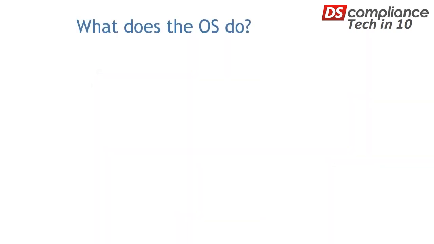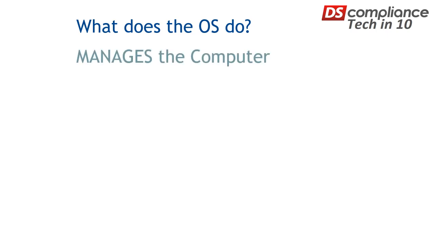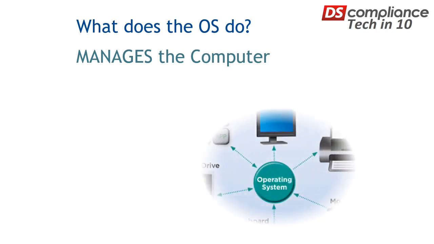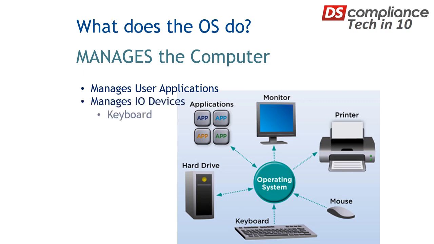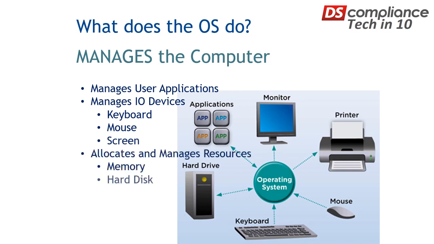The function of the operating system is to manage and control the computer. Just like the driver in our previous illustration using the car. Without the OS, the computer hardware is really just a bunch of inanimate technology, and it is the operating system that makes it work. Amongst other things, it performs the following functions: manages user applications, manages input and output devices like the keyboard, mouse and screen, and it allocates and manages resources such as memory and hard disk.